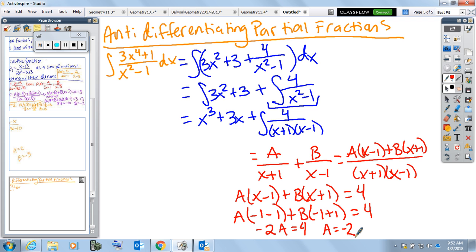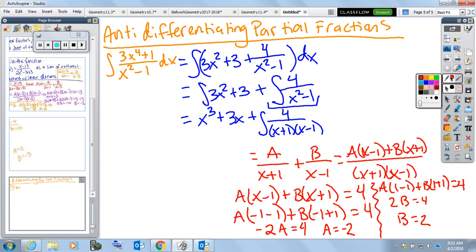And then B, we'll do just the squiggles over here, kind of separate it out a little bit. Same thing, we'll make it 1. So now let x equal 1. And so A times 1 minus 1 plus B times 1 plus 1 is going to equal 4. And so then 2 times B will equal 4, or B will equal 2 in the end. And so now we have gone ahead and found out that we can write this as a partial fraction decomposition.